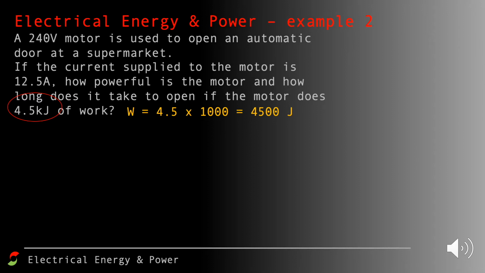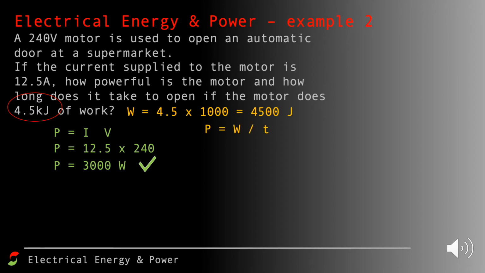So power, well, we've got voltage, we've got potential difference and current. So we can use that. So power is current times potential difference. Plug in the numbers for those. 3,000 watts, job done. Next part, how long does it take for the door to open?